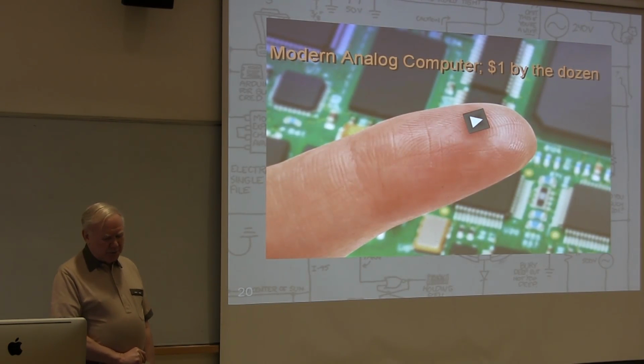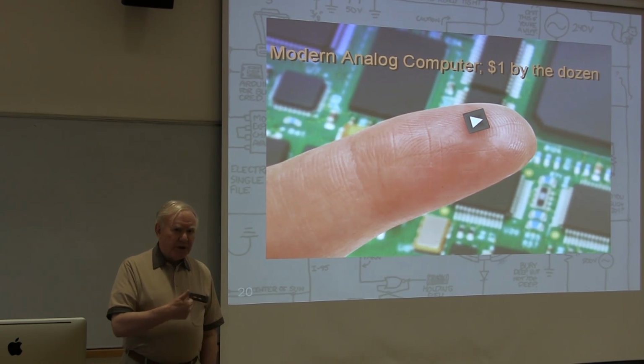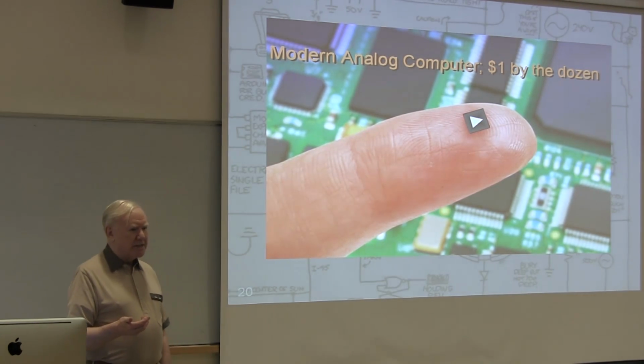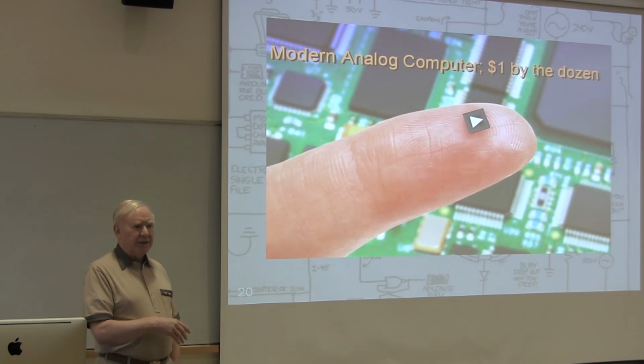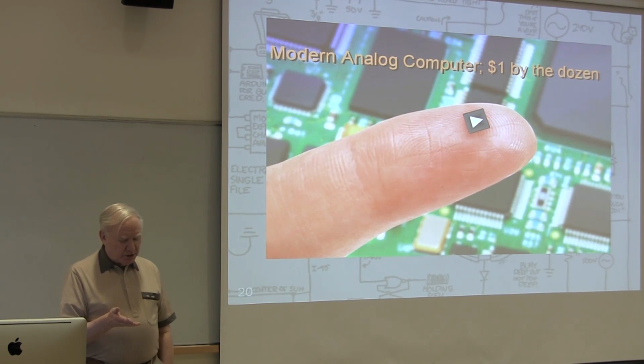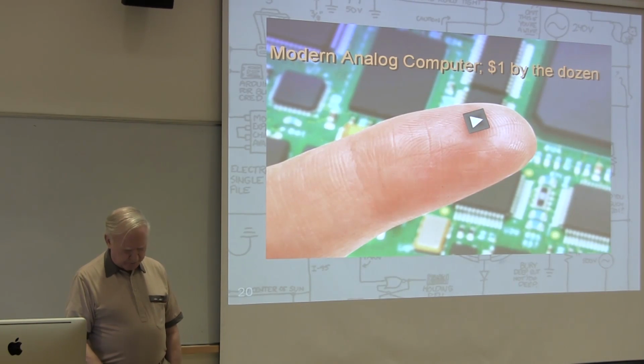This is a modern analog computer, and I say $1 by the dozen. That's about right. That gives you an idea of how cheaply now people expect ICs to be. It's very competitive. If you have a part that costs 9 cents rather than 10 cents, doesn't matter what the performance is, they'll go to the 9-cent part. That's a fact of life. So the performance still has to be good, even though it's very, very cheap. That's the challenge for the product designer.